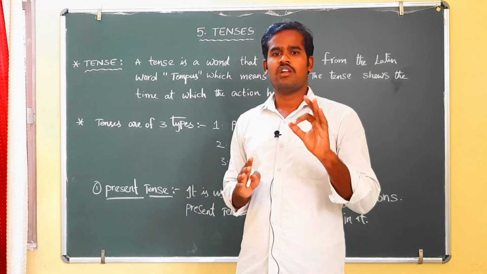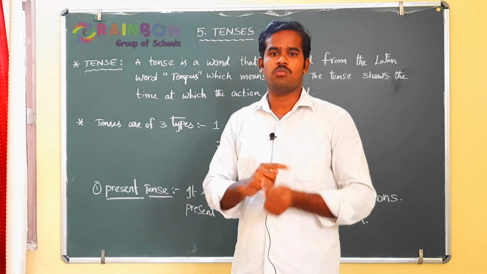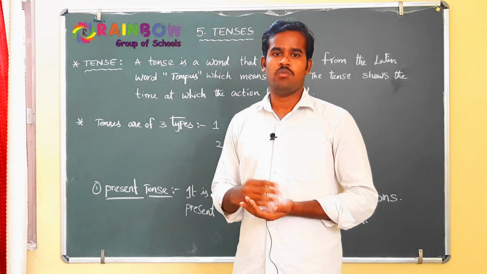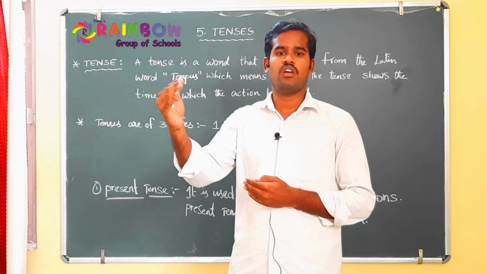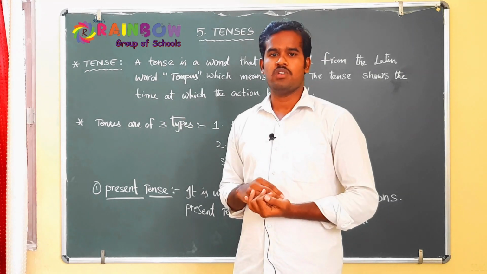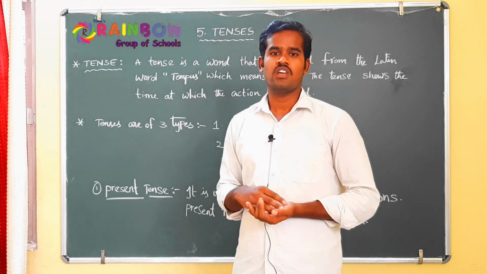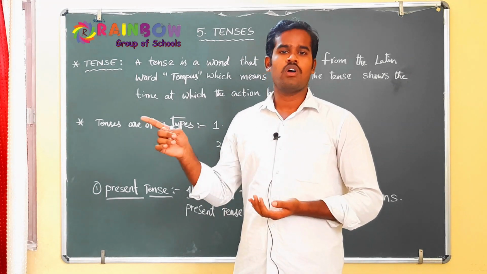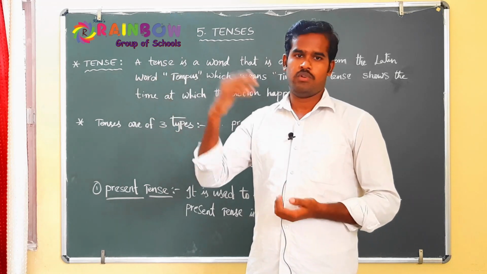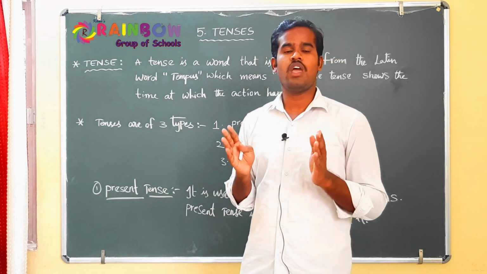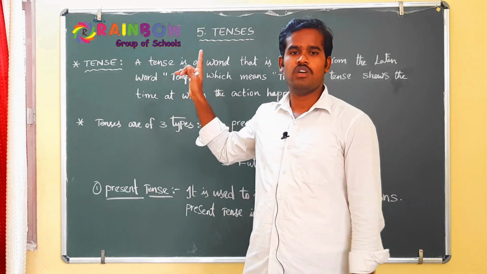We already know there are three types of times. First time is ongoing time. I mean the works which are going on now. The second type of time is past time, which is finished. And the third type of time is future time, which is yet to happen or about to happen. So we are going to discuss today about the time. Tense is nothing but time.